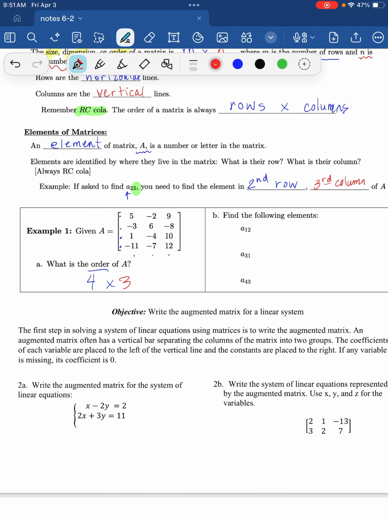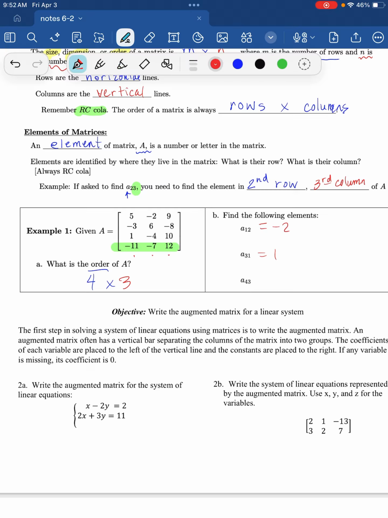Part B is asking to find the elements that live at certain addresses. So lowercase a with a subscript 1, 2 means the first row and the second column. So this is our first row, and in the second column we have a -2. So lowercase a 1, 2 in this matrix means -2. For the next one, lowercase a 3, 1, means now we're looking at the third row and the first column, which is a +1. And the last one of these, 4, 3, means the fourth row and the third column.